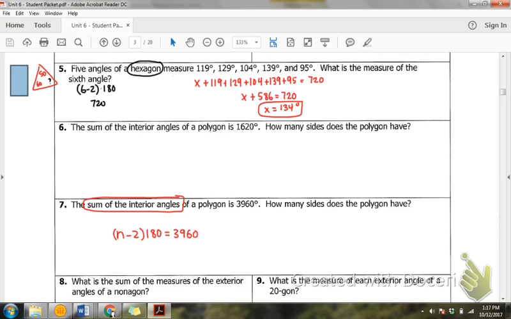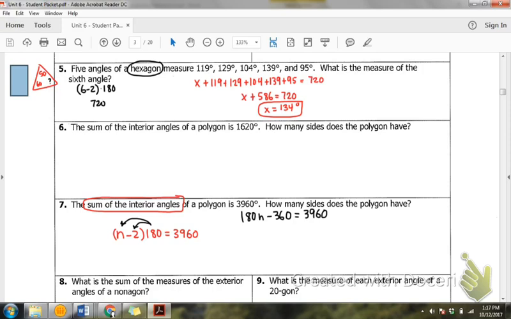We need to find out what n is. Sebastian? Couldn't you multiply the 180 to... Okay, so Sebastian is saying distribute, right? So let's go ahead and distribute. So I'm getting 180n minus 360 equals 3,960. Is this something that you guys can solve now? Okay, go ahead and do that.